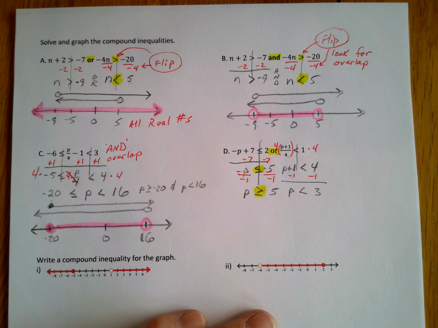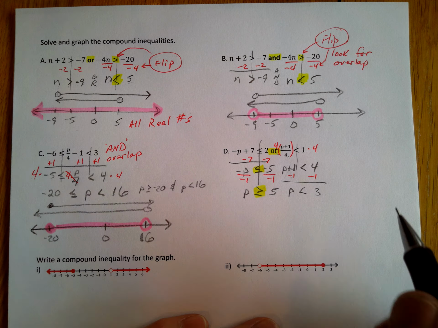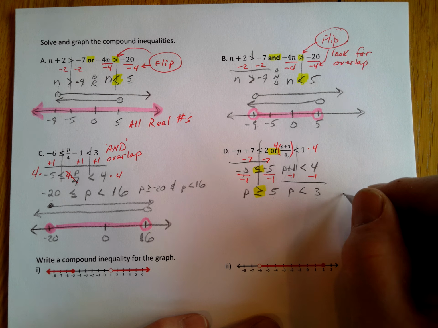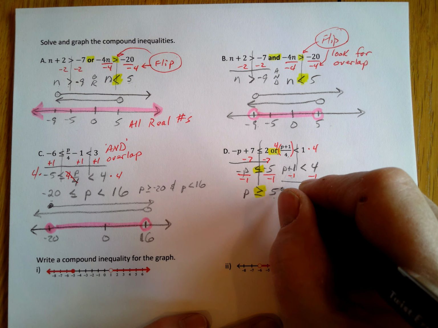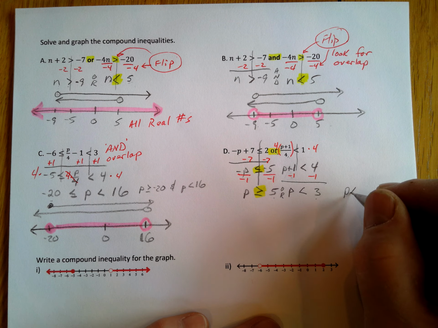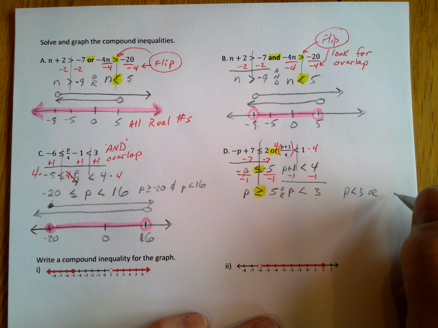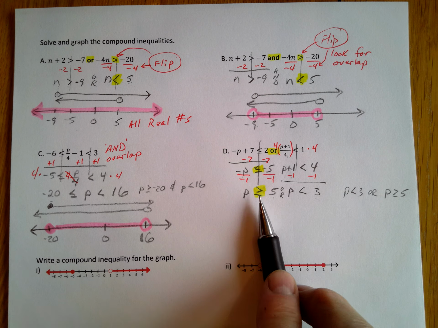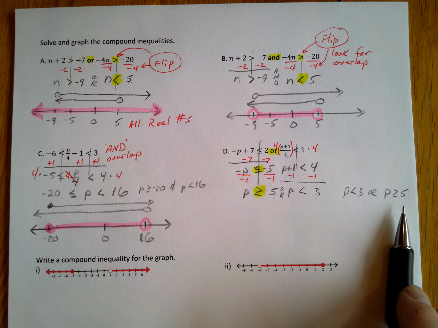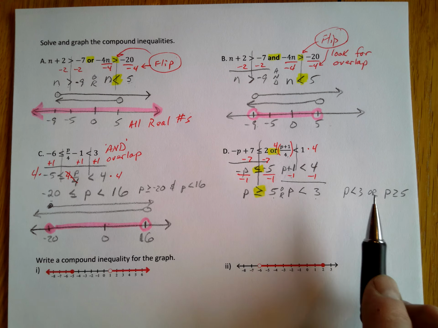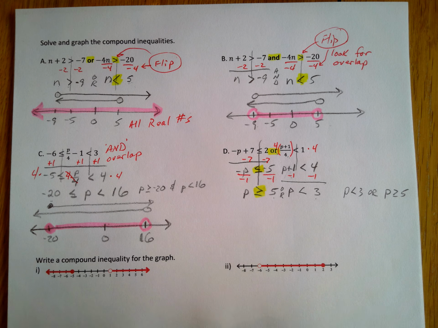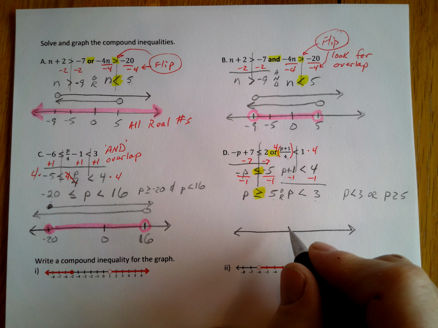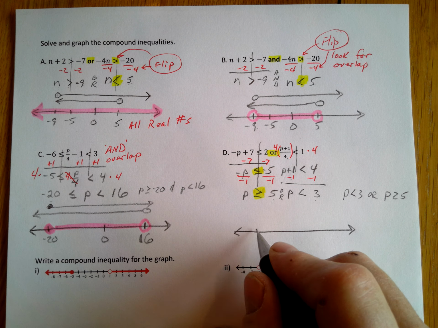Okay, so 3 is smaller than 5. I could also write it like this. This is an or. Now I'm going to put the or in there. P is less than 3 or P is greater than or equal to 5. Doesn't matter if I write this one first or this one, but this reads and looks better to my eye because 3 comes before 5. So now I'm going to make my number line, and they're both positive, so this is now going to be 0.